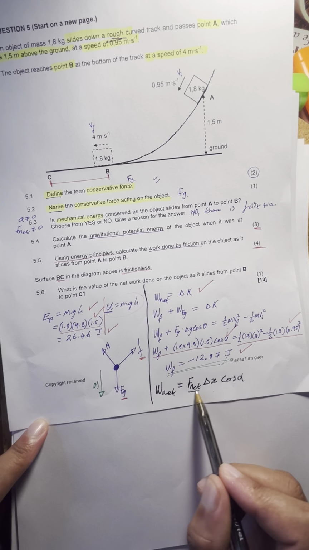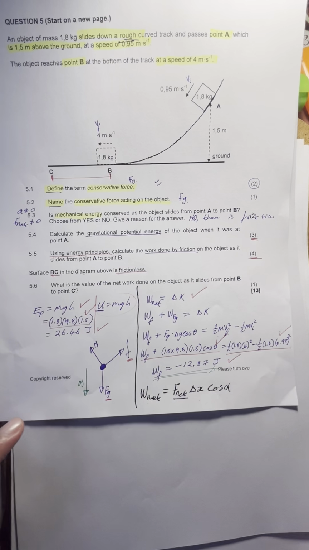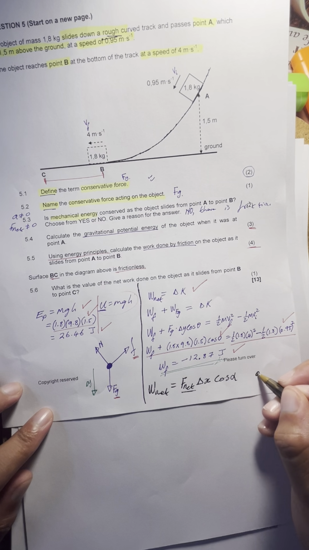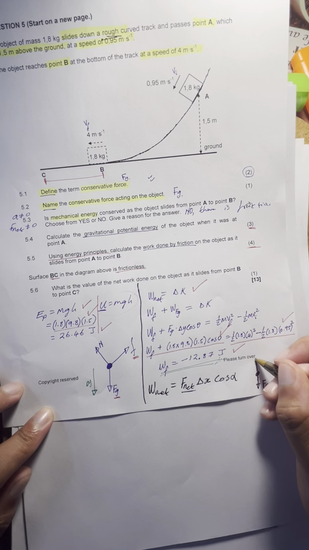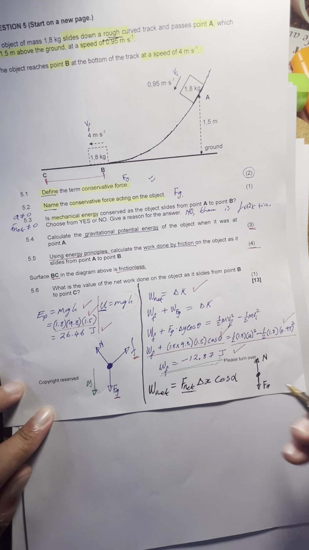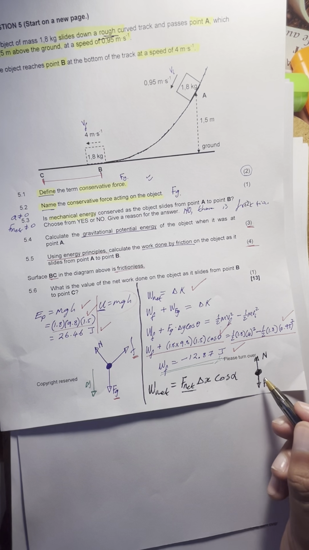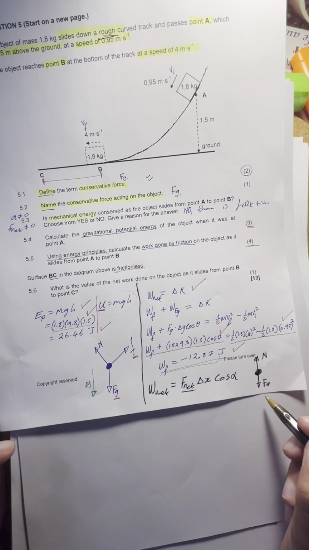How many forces act on an object that do work between point B and C? There are 2 forces acting. The free body diagram between point B and C will look like this. It will be weight, Fg, and the normal force between point B and C. There is no friction, so we don't need to draw friction. There's no applied force. These are the only forces acting on the object.